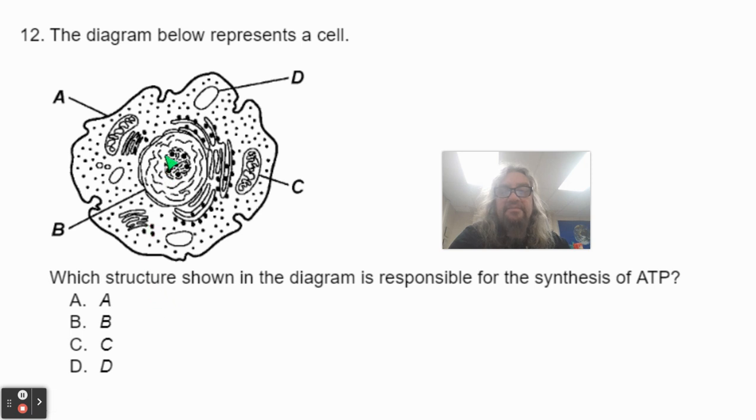The diagram below represents a cell. We've got labeled structures A, B, C, and D. Which structure shown in the diagram is responsible for the synthesis of ATP? Is it A, B, C, or D?